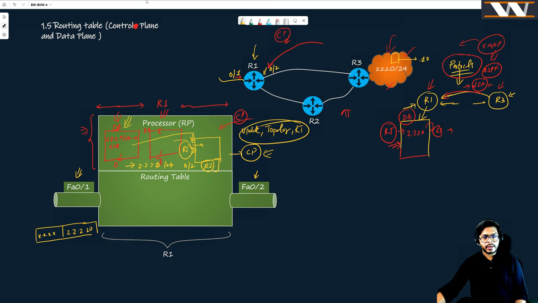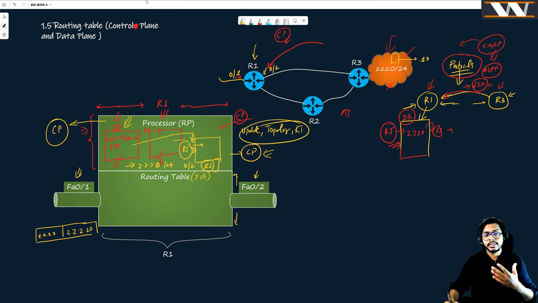And now you can argue with me that we all understand that the upper box is actually your control plane, because it is getting the control plane information, and from that control plane information, it is generating the routing table. But what is this lower part? Interestingly, I have written routing table there also. But actually, this is your forwarding information base. Now, generally, I do not take a name unless I specify the concept behind it, right?